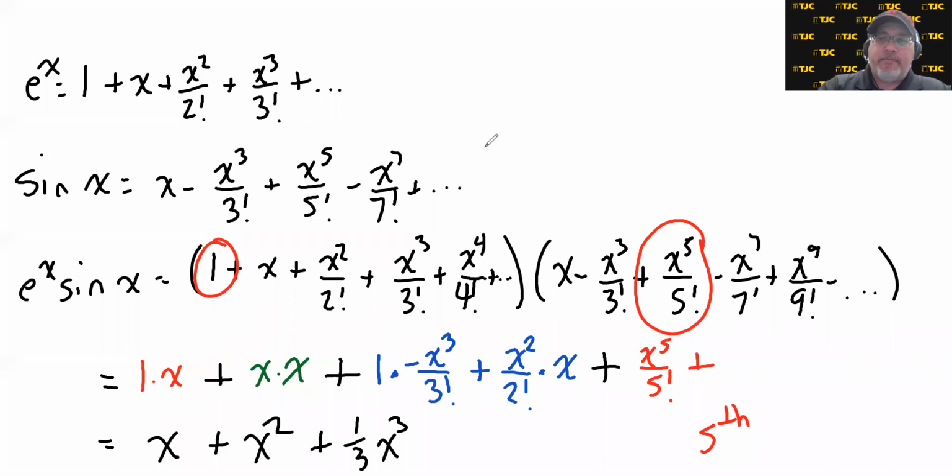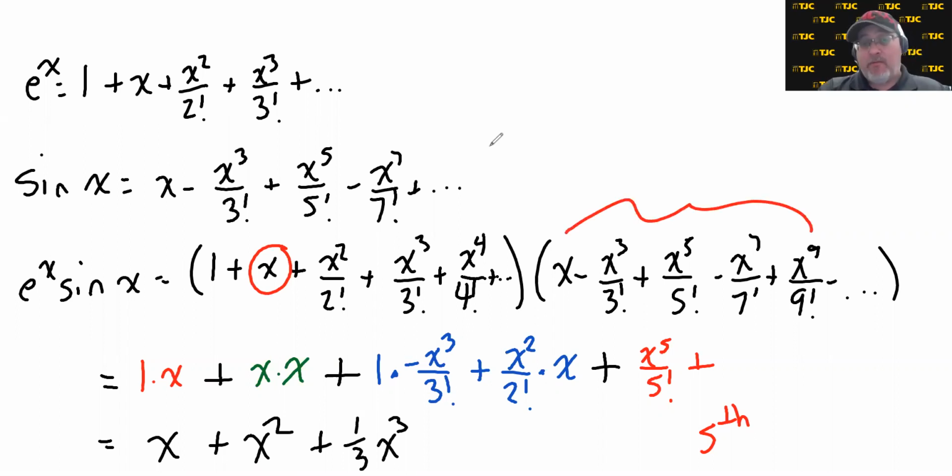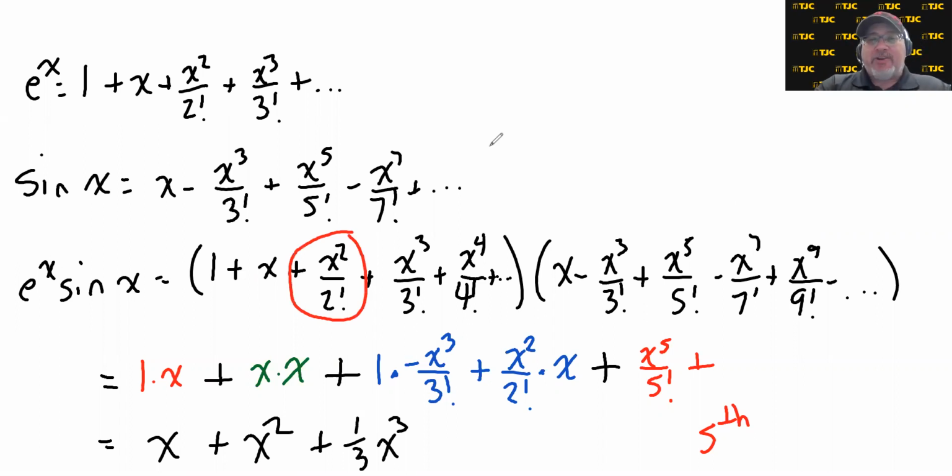Are there more? Well, let's just keep moving up the terms. The second term in the first factor is x. To get x to the 5th, I would need to multiply that by an x to the 4th. There is no x to the 4th over here. So we'll move to the next guy, x squared over 2 factorial. If I want to bring that up to x to the 5th, I need to multiply it by an x cubed, and here's the x cubed term. So let's multiply it out. Positive times negative is negative.